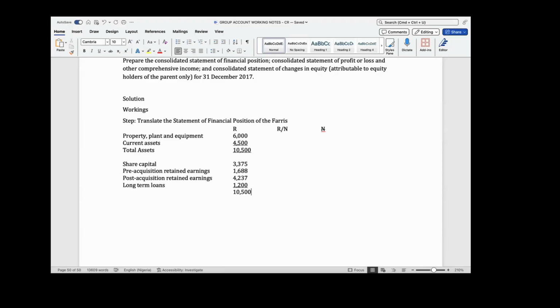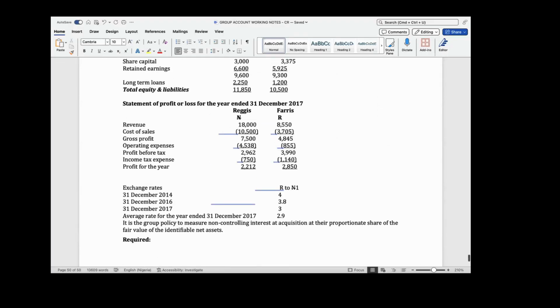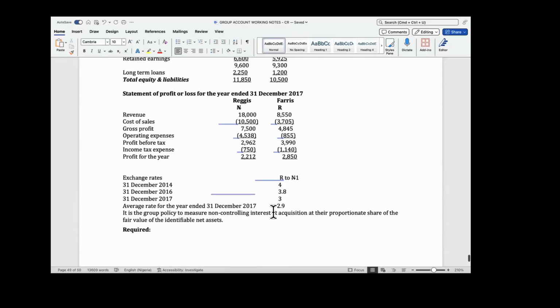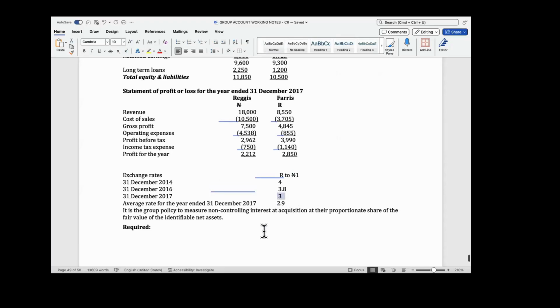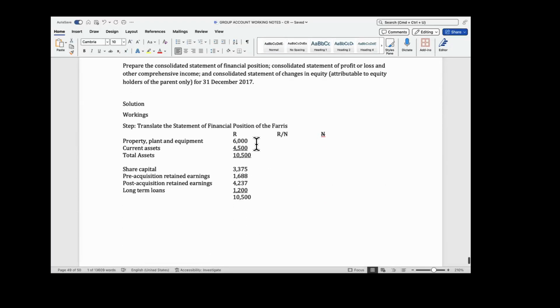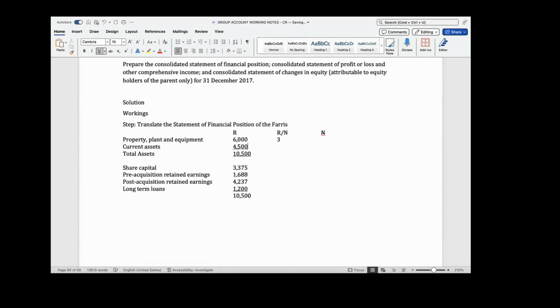Okay, you are correct, sir. It's 10-5. So remember, all assets and liabilities will be translated at the closing rates. What's the closing rate here? Three rand, that's 31st December 2017. Okay, 3. So this 3, and this 3.